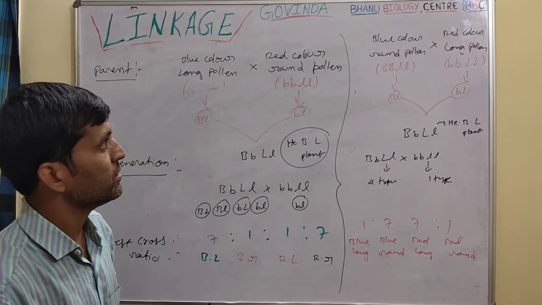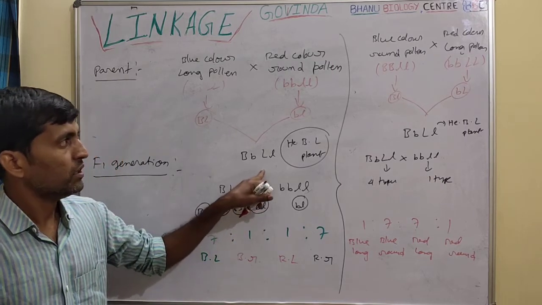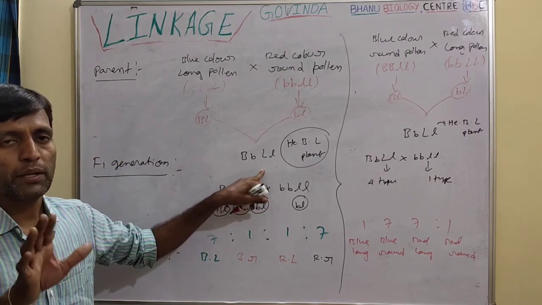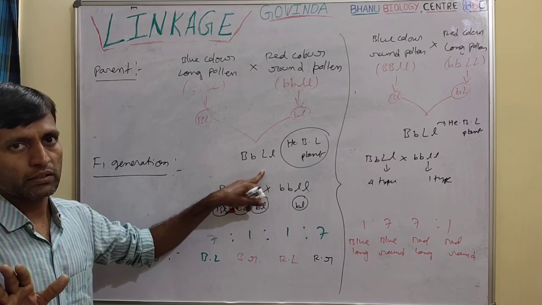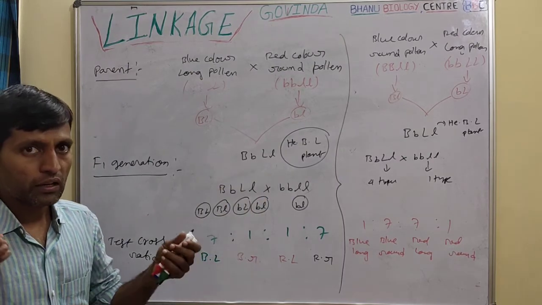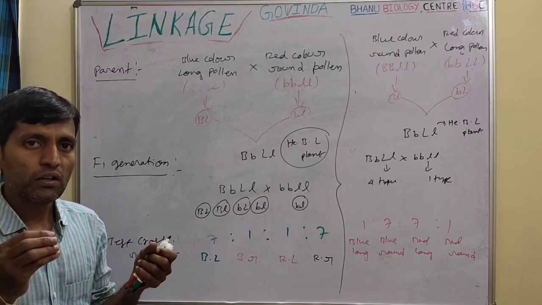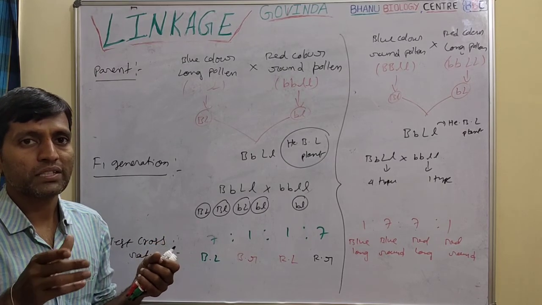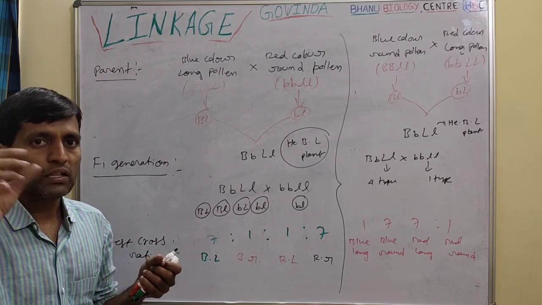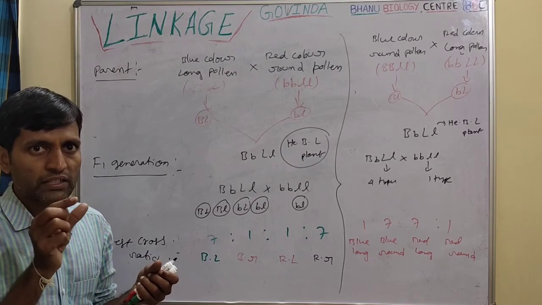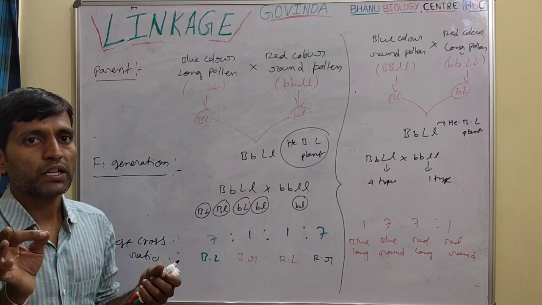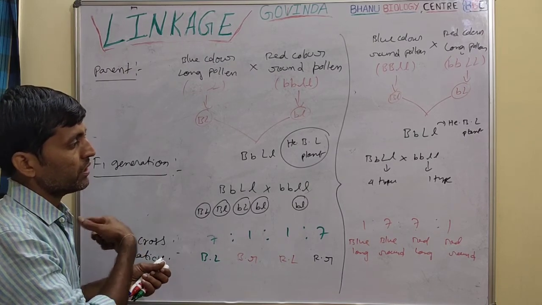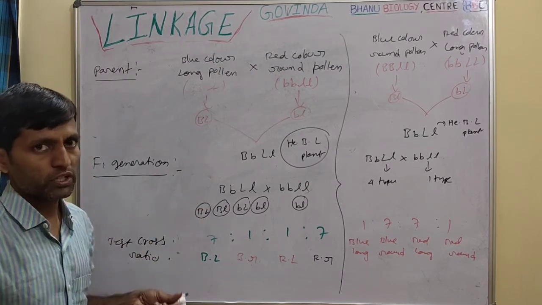The reason is that there is a lower percentage of independent assortment of the genes or alleles. Here the genes are linked and present on the same chromosome. So during inheritance, the linked genes enter the same gamete. Because of that reason, they obtained the different test cross ratios.